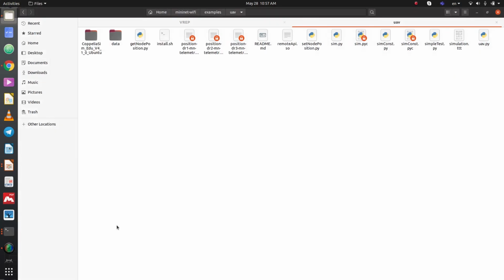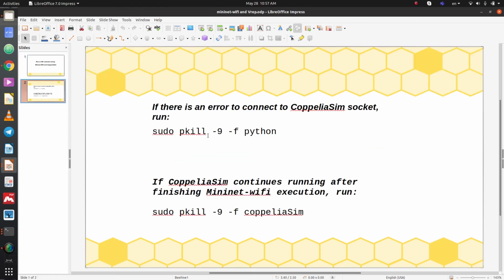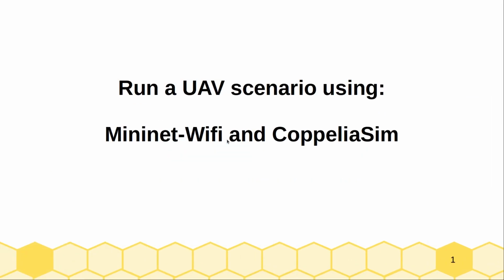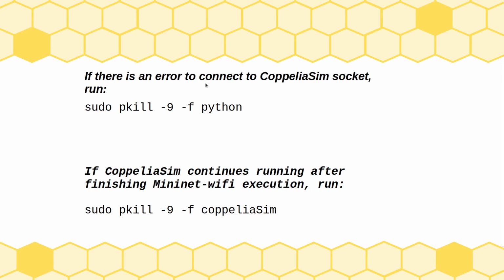So, okay, and let me tell you an important point. If there is an error connecting to the CoppeliaSim socket, you can run this command, and you know it's used to kill a process by name. And if CoppeliaSim continues running after finishing the Mininet-WiFi execution, you can stop it and run the command below.